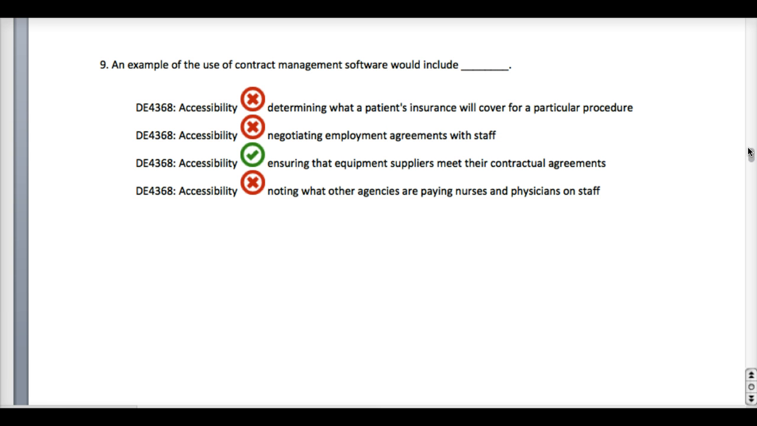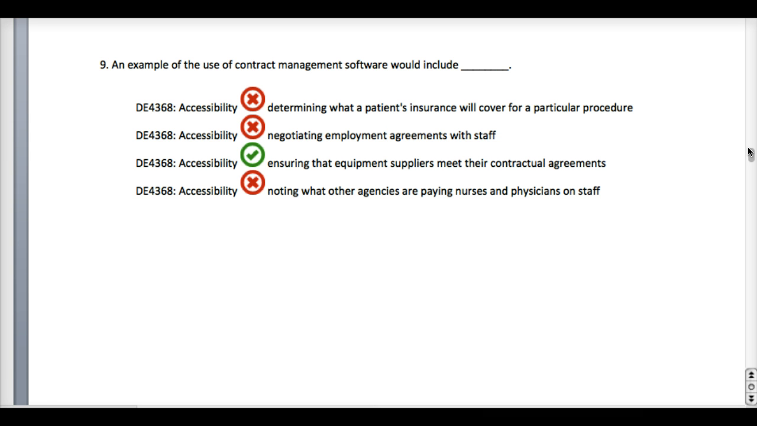An example of the use of contract management software would include... Now, when I read that, it's contract management. So they're negotiating probably with outside vendors. And if I'm negotiating with outside vendors, I'm going to want to make sure they're getting the orders in, that the orders are correct, that payment is being received by them, etc. So let's look at the answers.